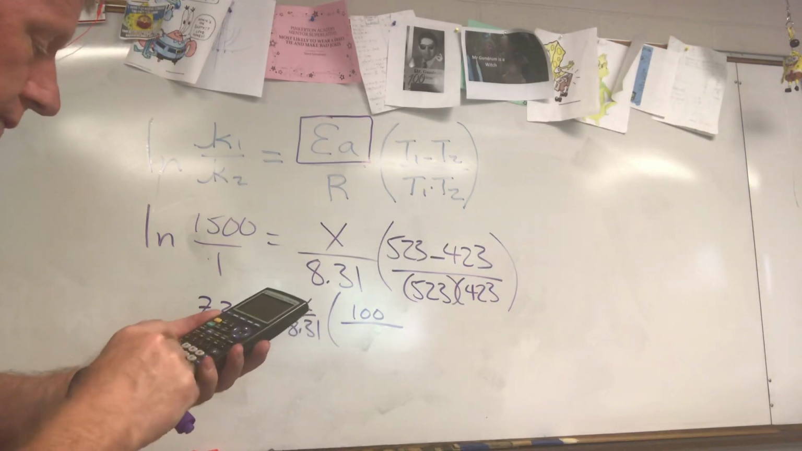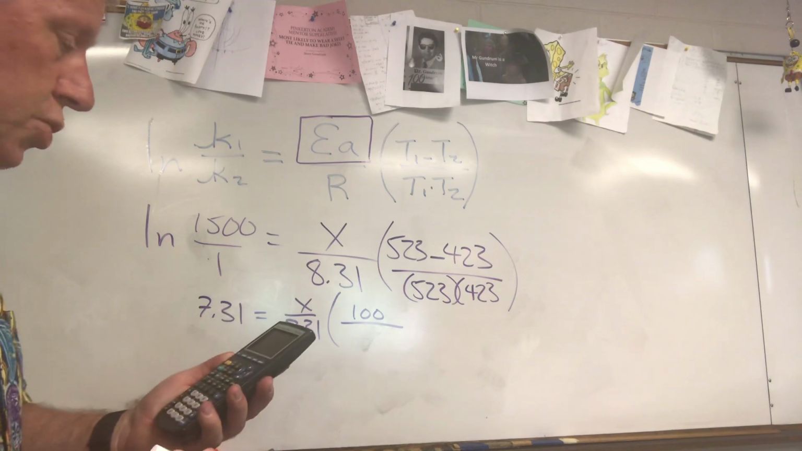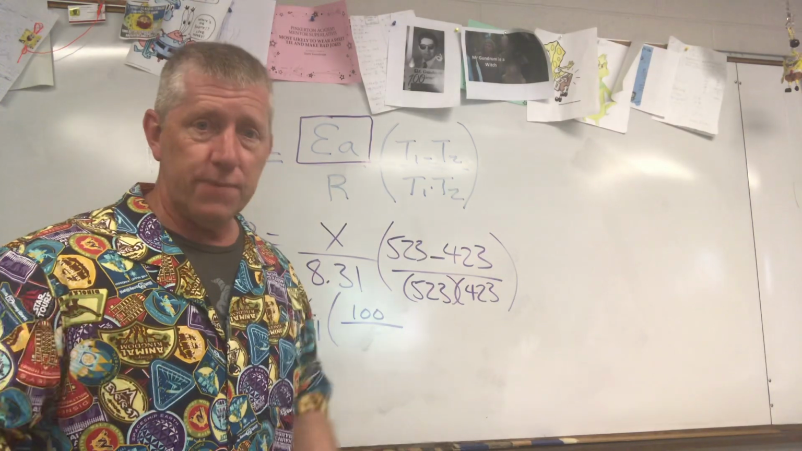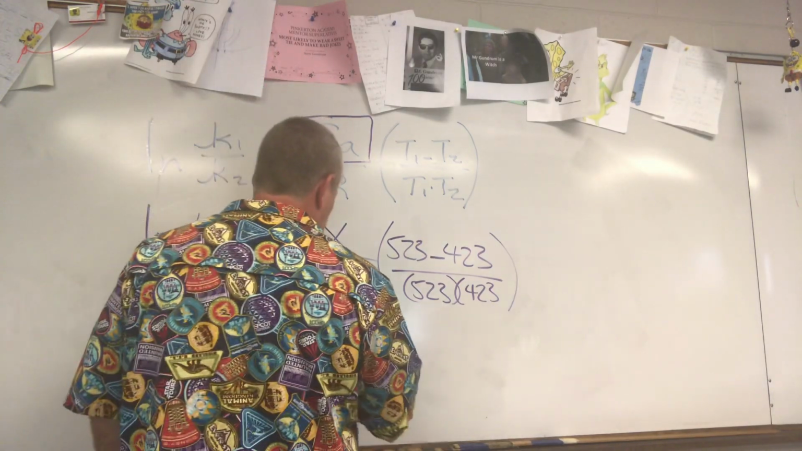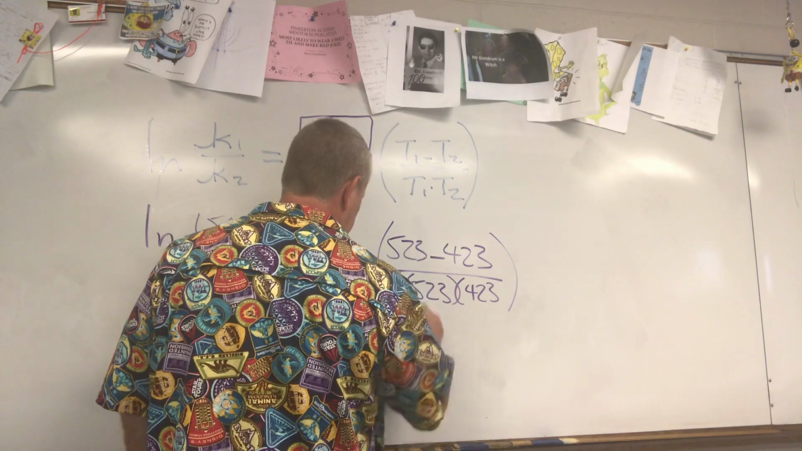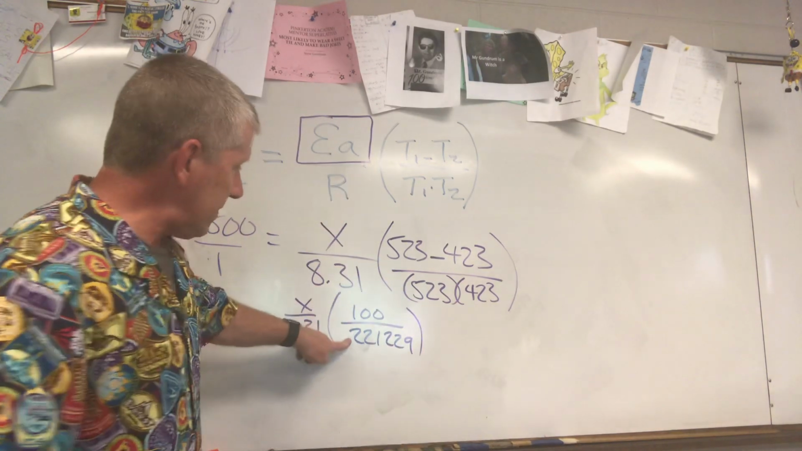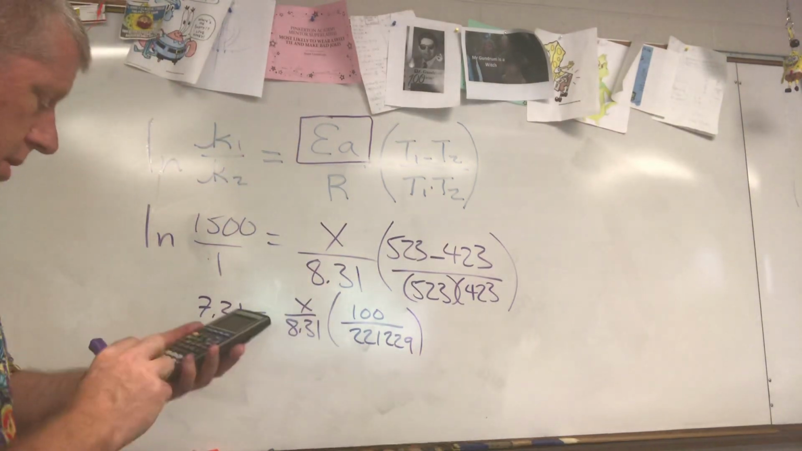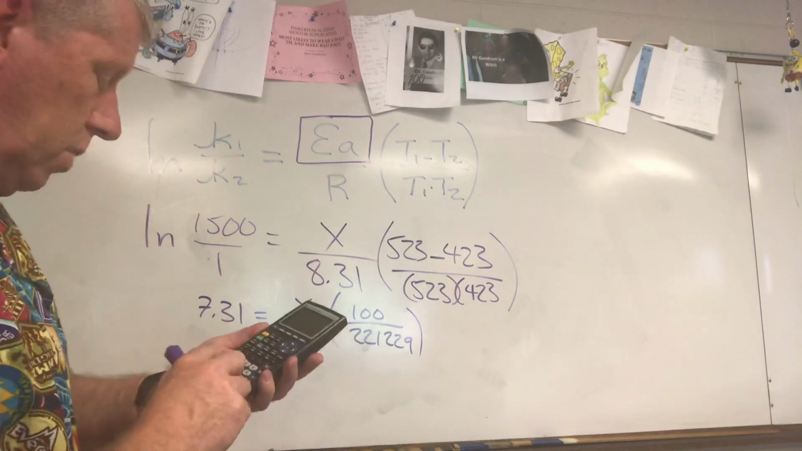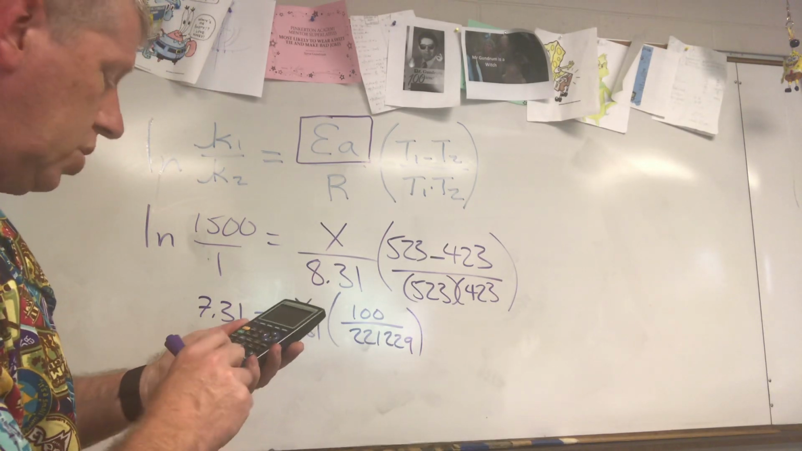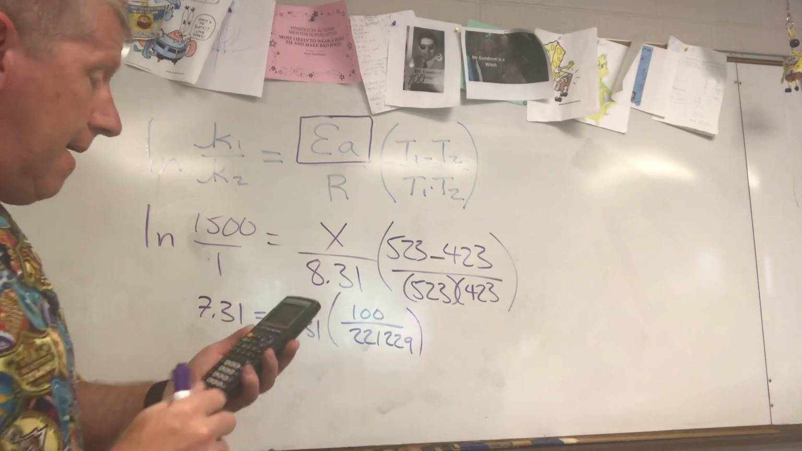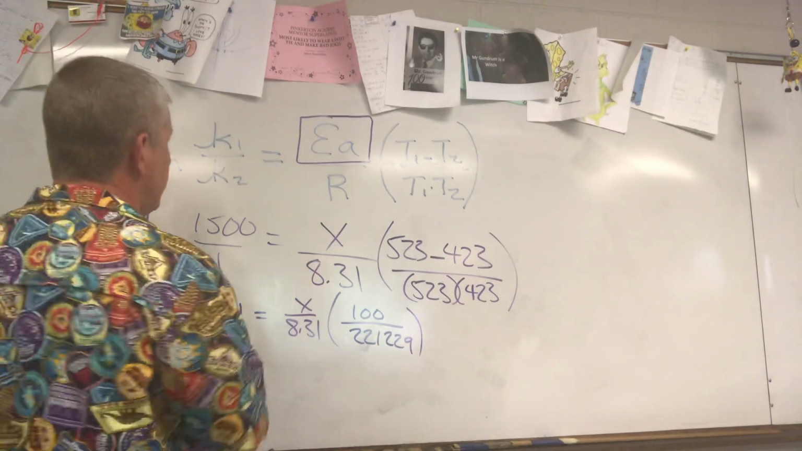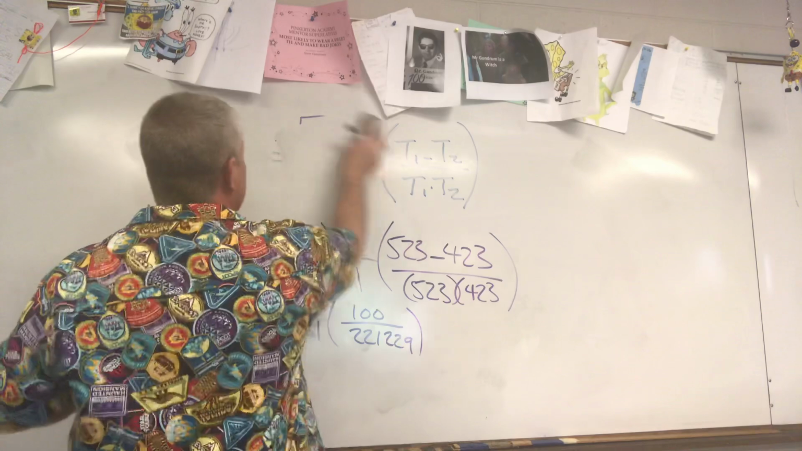523 times 423 is 221229. Now, you don't have to write all those numbers out. You can round it to 221000 if you want, but I'm going to write them all out. 221229. Boom. That means that divided by that is going to be a really small number. Okay. So let's go ahead and do that. I'm going to get this first. So 100 divided by 221229 is 4.52 times 10 to the negative fourth.